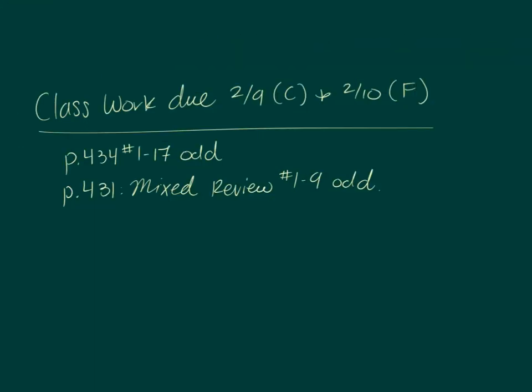So the classwork due the 9th and 10th for each block respectively is page 434, numbers 1 through 17 odd, and then the mixed review on page 431, 1 through 9 odd. And there are notes on them. I just felt like it wasn't very necessary to go over it. Okay, but if you do have questions, don't hesitate to put them on the form.